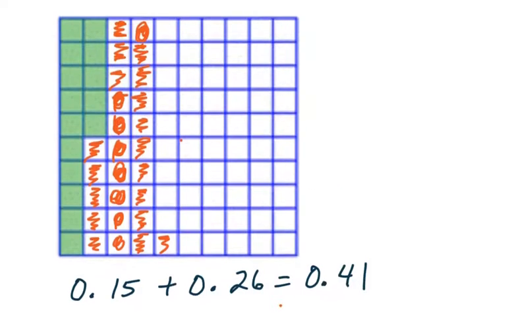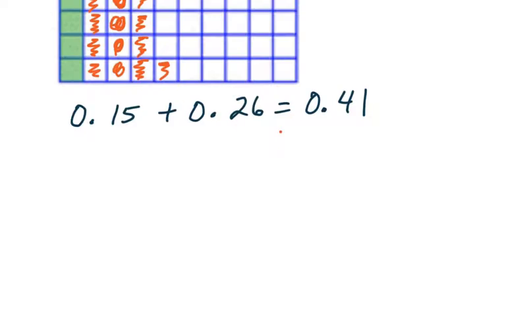Showing this as an addition equation is 0 and 15 hundredths plus 0 and 26 hundredths, which is going to equal 41 hundredths. And your addition equation should match what you have shaded in two different colors on your model. Both of them should represent the exact same thing when you're trying to add using models.